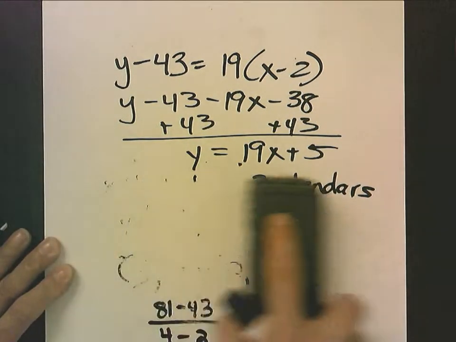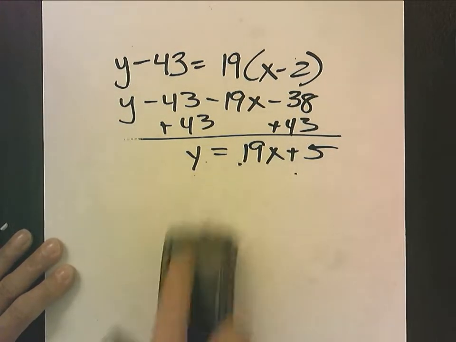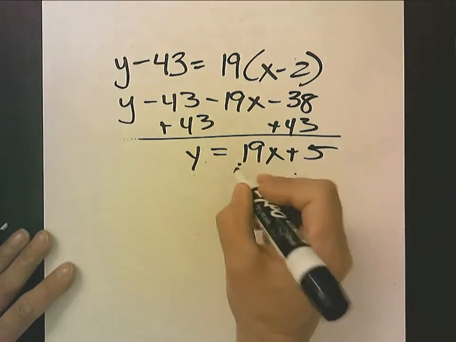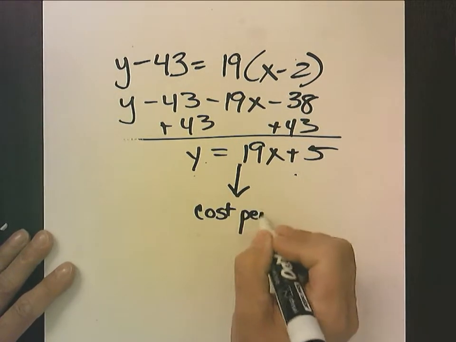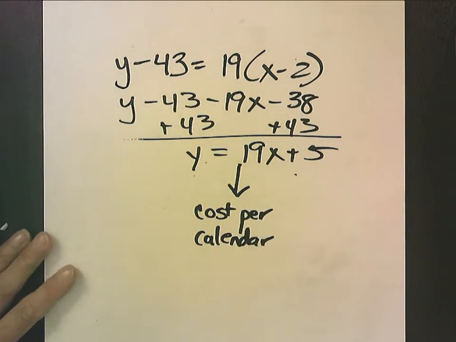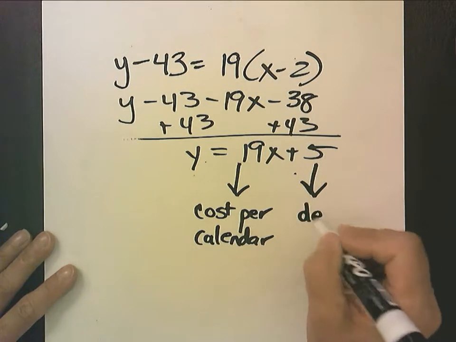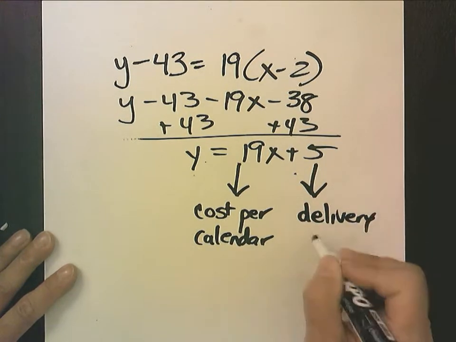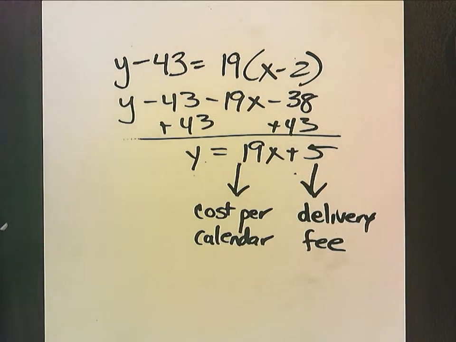Now, when it's in slope-intercept form, we know that the slope is the cost per calendar. Remember, whenever you see that word per, you know that's probably the slope. And this is the fixed cost of the delivery fee. So that is the first problem.